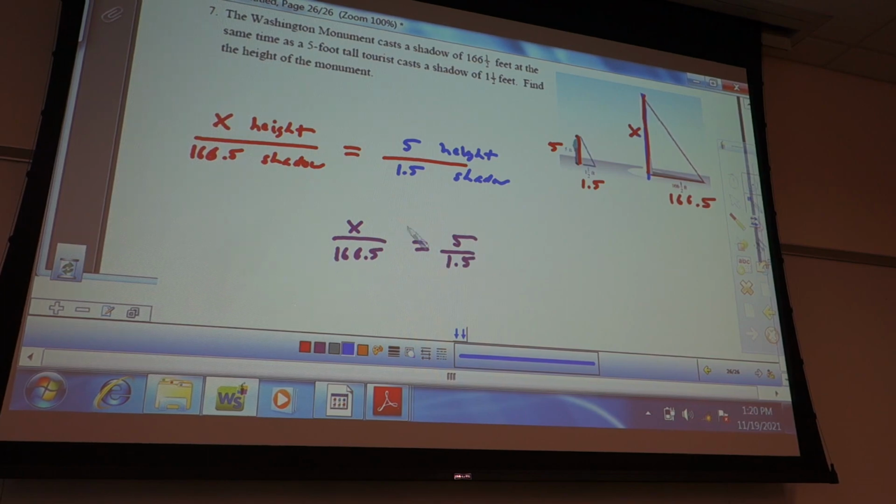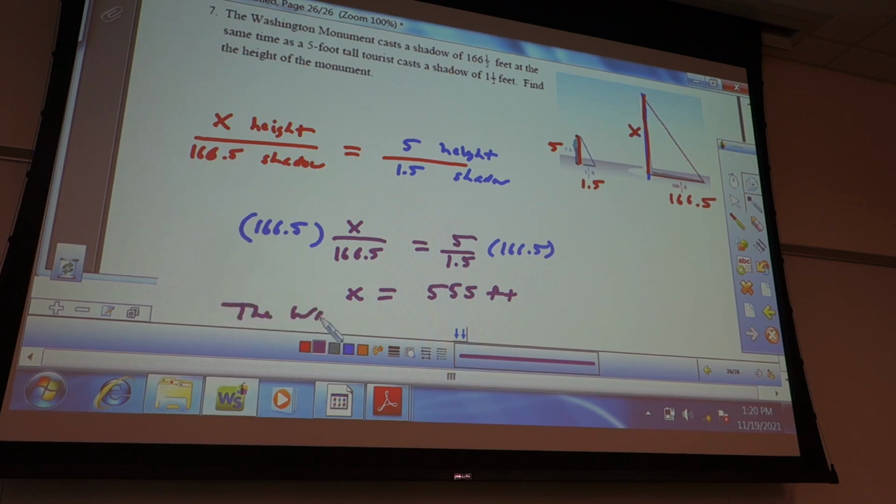So here, after we set it up, I multiply both sides by 166.5. That's what everybody did, I think. So then you end up with X equals 555 feet, is that right? Yeah. So that means that, what does that mean? What's 555 feet? Washington Monument. Yep. 555 feet. The Washington Monument is 555 feet.